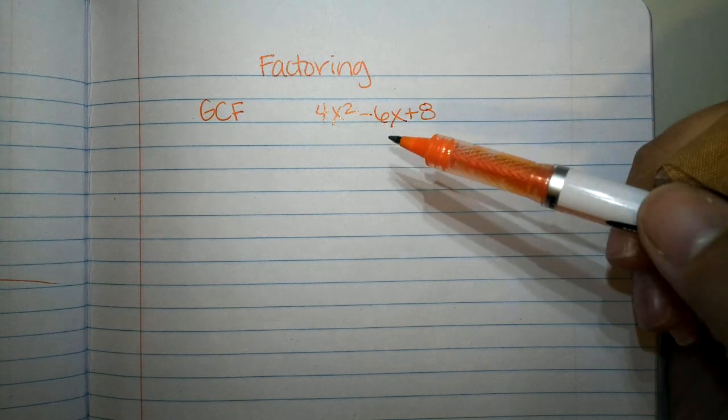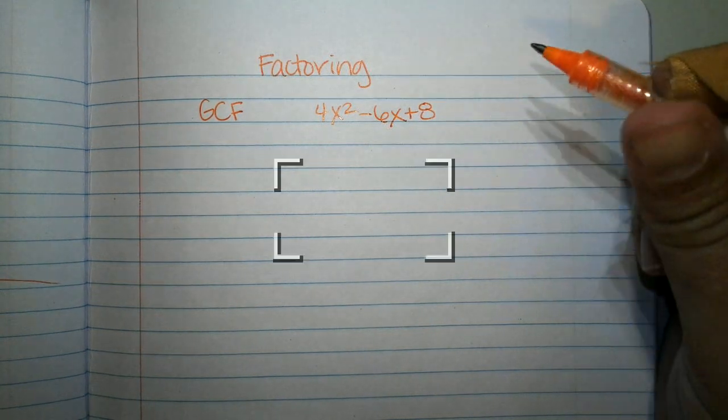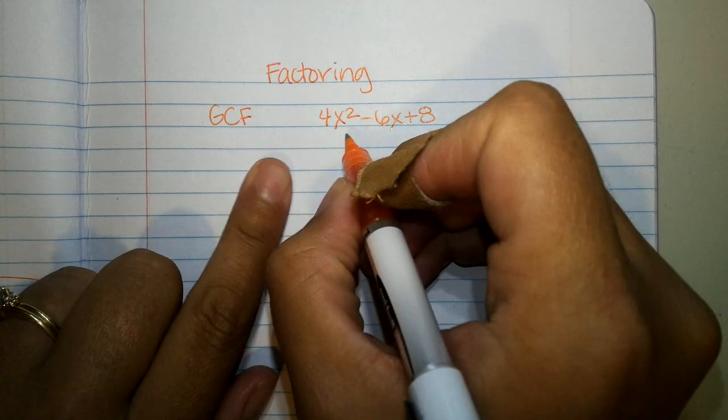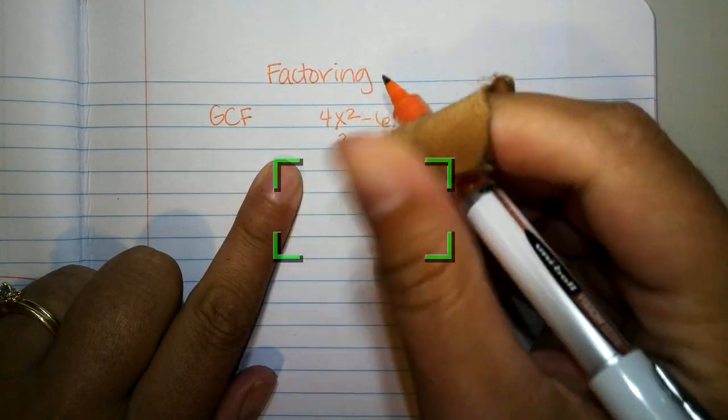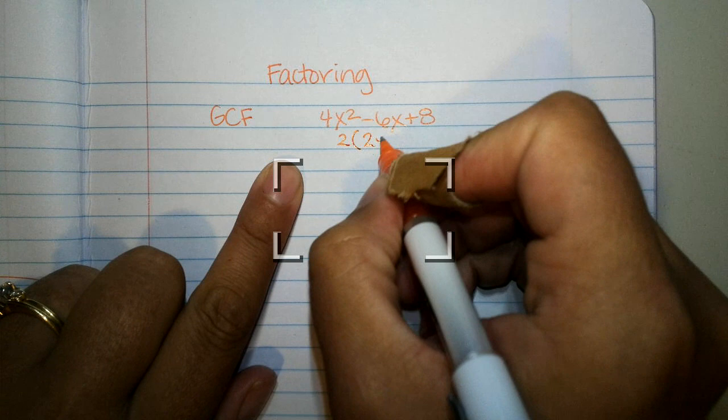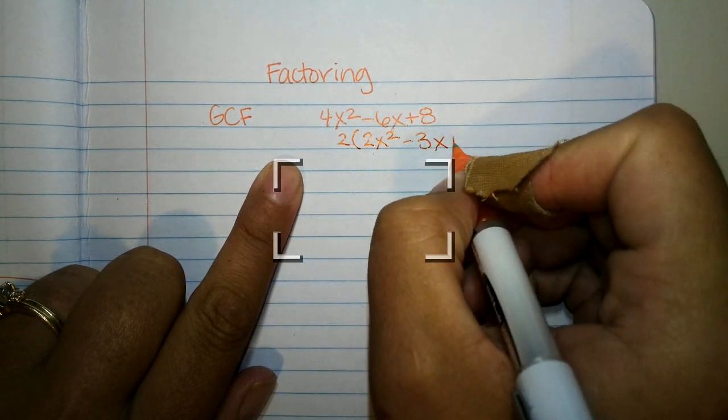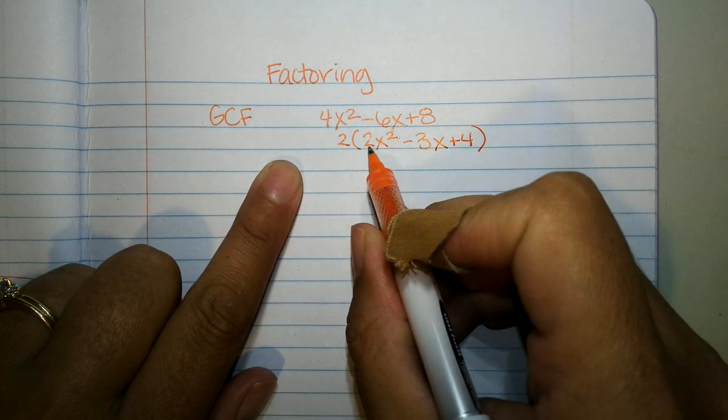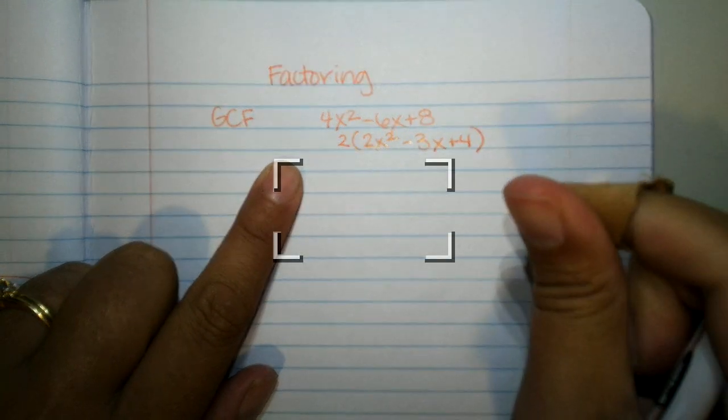To me, it looks like I can factor out a 2. My 4, my negative 6, and 8 are all divisible by 2. So if I divide everything by 2, I've got 2 times 2x squared minus 3x plus 4. Just double check: 2, negative 3, and 4 do not have anything in common other than 1.